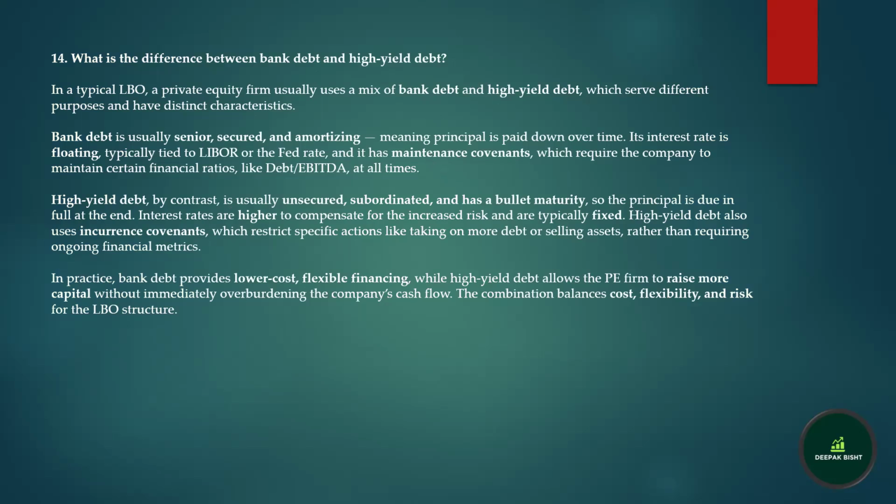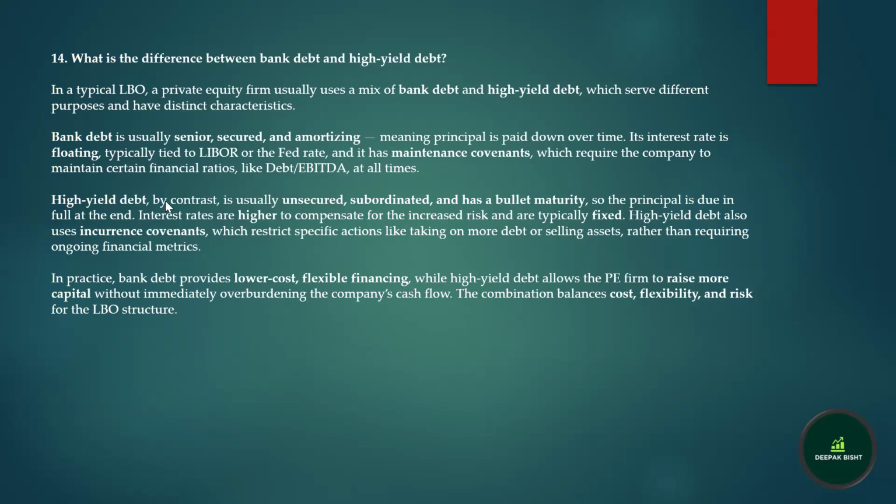And when we talk from the perspective of maturity and amortization, bank debt is often structured with amortization, meaning that the borrower is required to make regular principal payments over the life of the loan. This reduces the outstanding principal over time and spreads out the debt burden. This also makes bank debt less risky for lenders because the principal is gradually paid down.